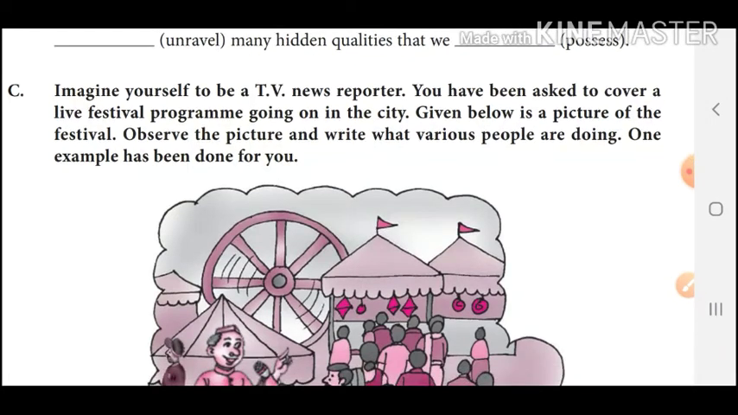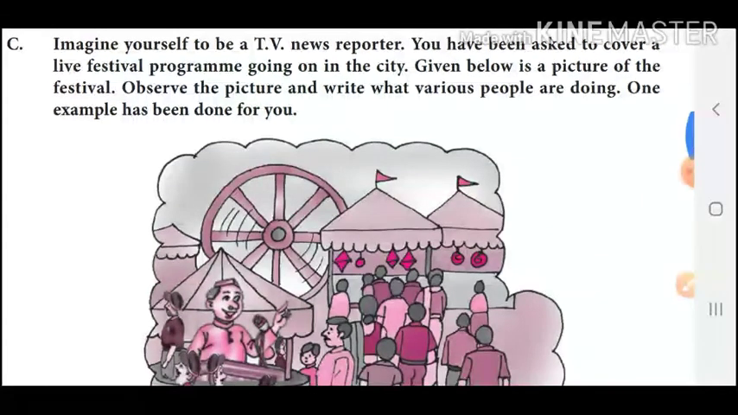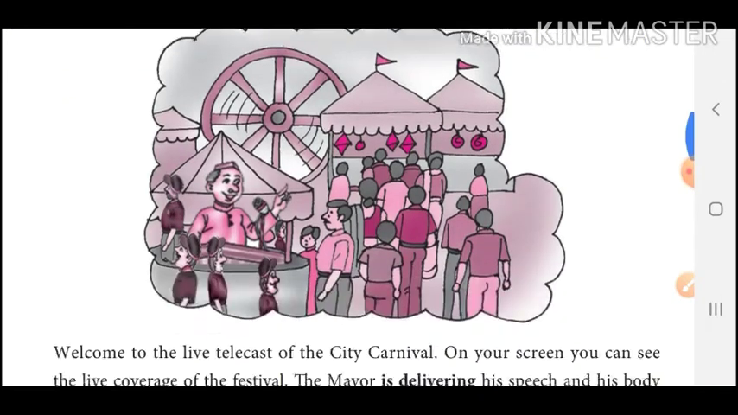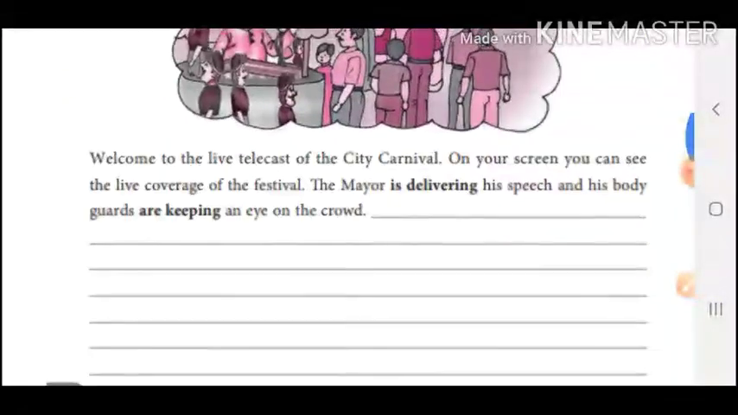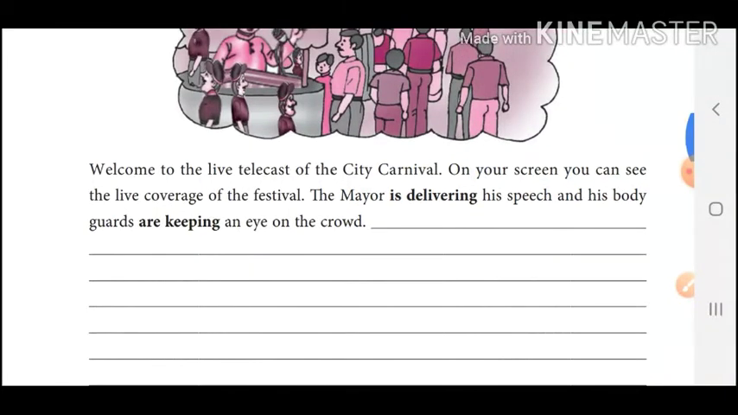Imagine yourself to be a TV news reporter. You have been asked to cover a live festival program going on in the city. Given below is a picture of the festival. Observe the pictures and write what various people are doing. One example has been done for you. So here you just imagine that you are a TV news reporter and you have to cover a live festival program in the city that is going on. So how will you start? Here you can start like this.